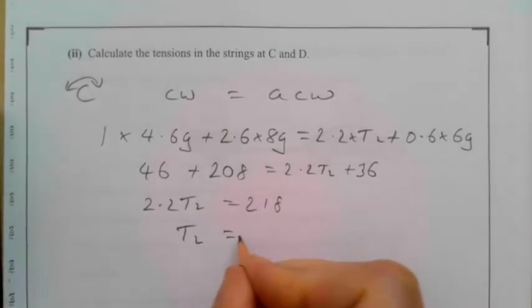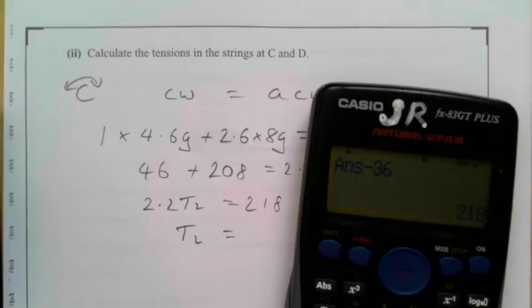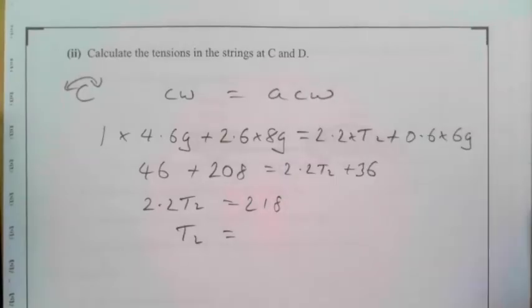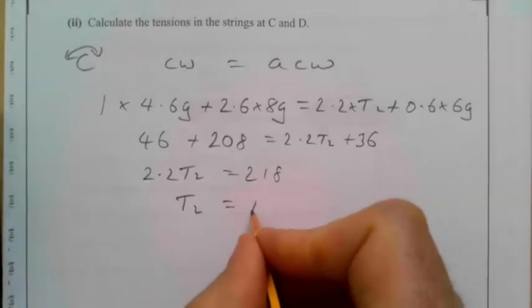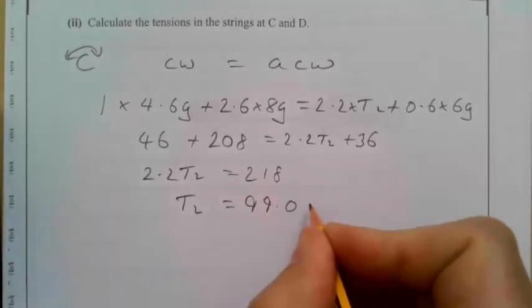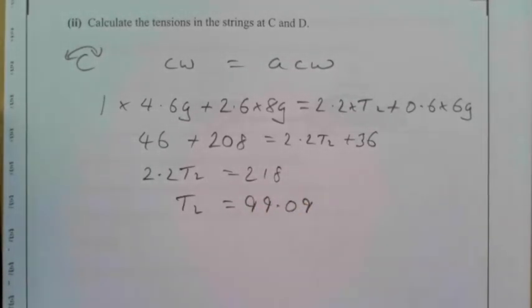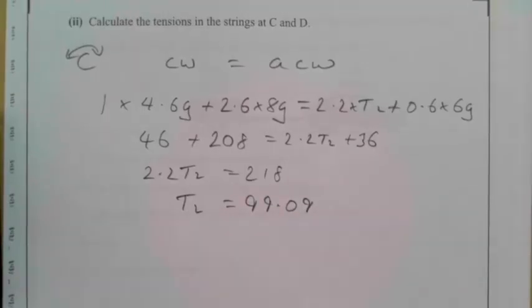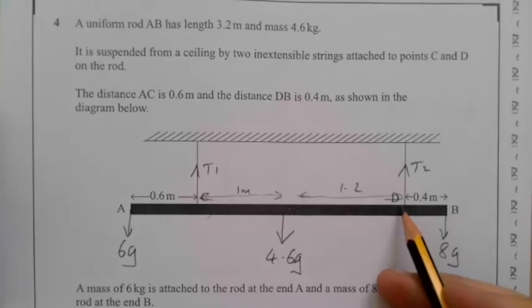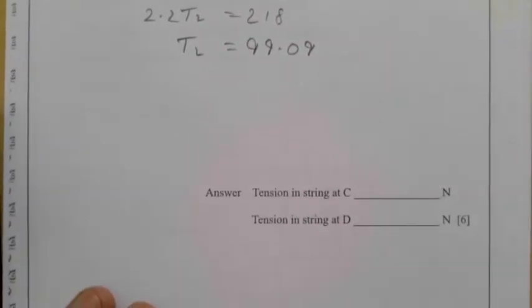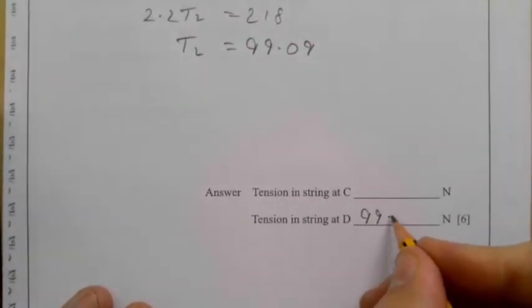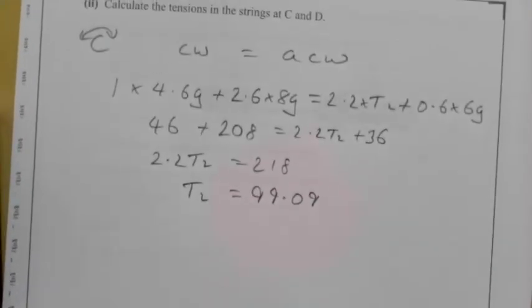And T2 is 218 divided by 2.2, is 99.09. It's repeating, so that's it. So which one is that? That's the T2 I've worked out. That's the tension at D. So tension of the string at D is 99.09. How are we going to get the tension at A?